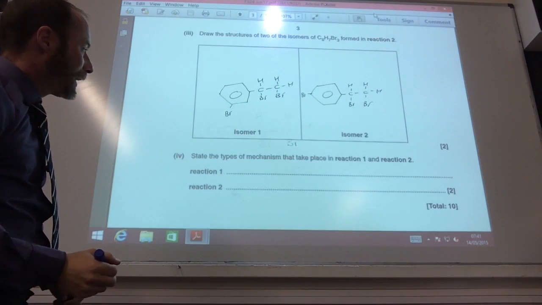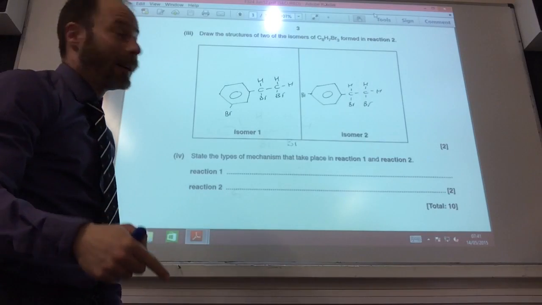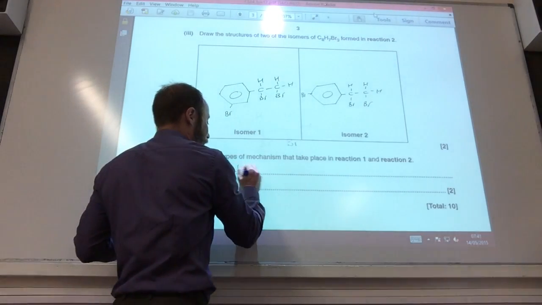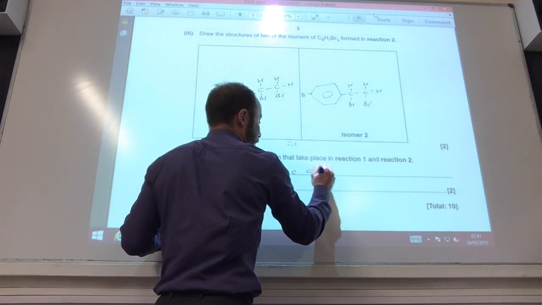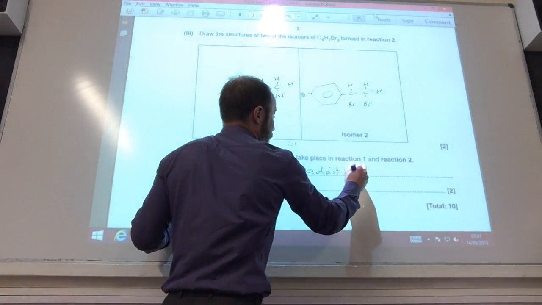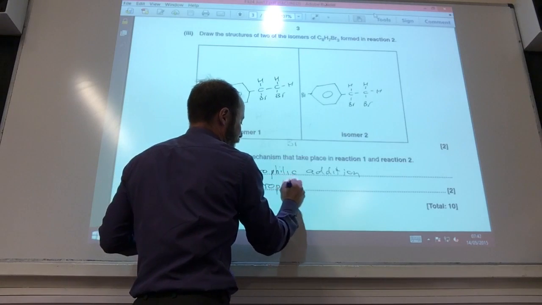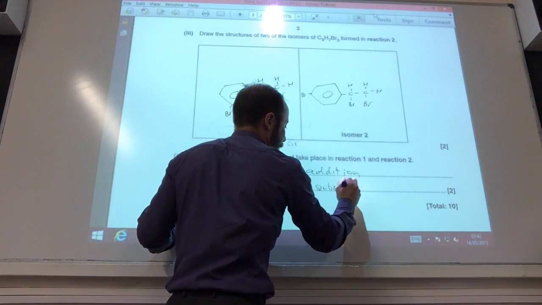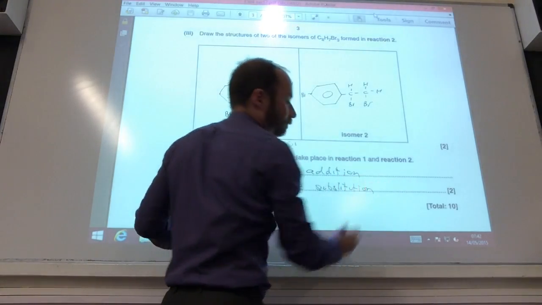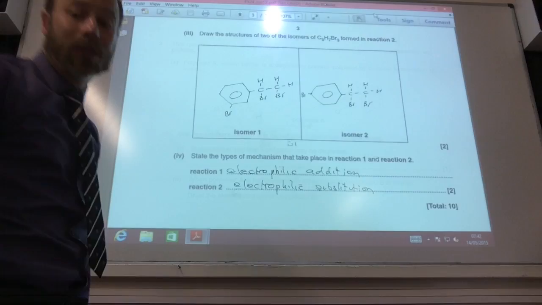State the type of mechanism taking place. In reaction 1, you remember it was bromine added to an alkene, so that was electrophilic addition. This one, of course, we know is going to be electrophilic substitution, because I replaced the hydrogen on my benzene ring with a bromine.